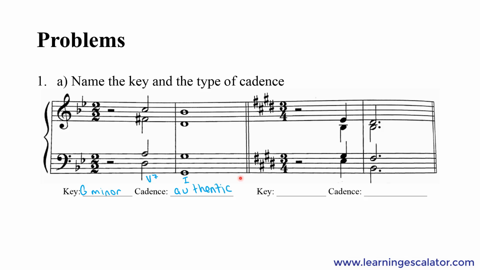Now the second one, it has 4 sharps, which means it's either E major or C sharp minor. So then we look at this. This chord has B, D sharp, and F sharp, and there are no accidentals, so it's probably E major. Then we look at the chord with B, D sharp, and F sharp. That's the dominant chord for E major, and this one is an E major chord, so it's E major.